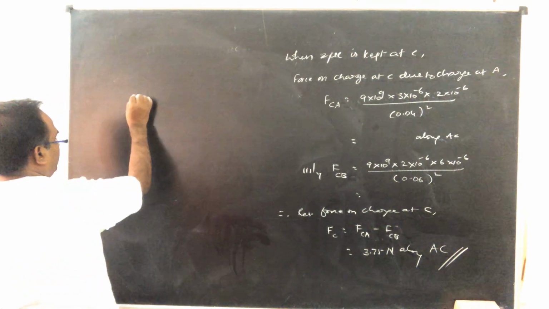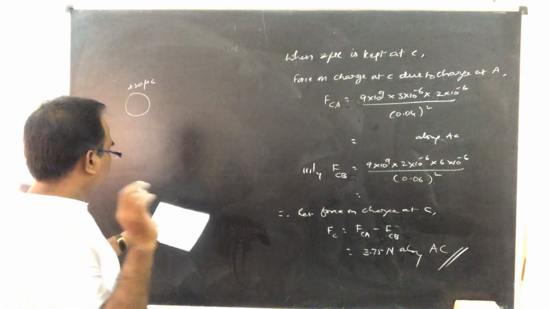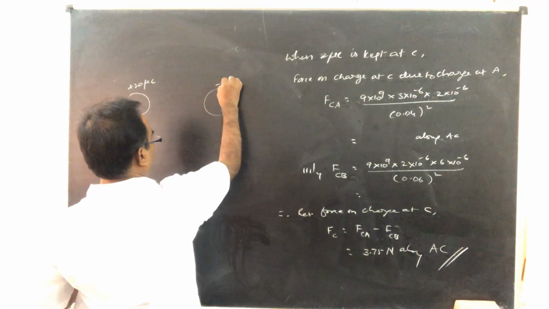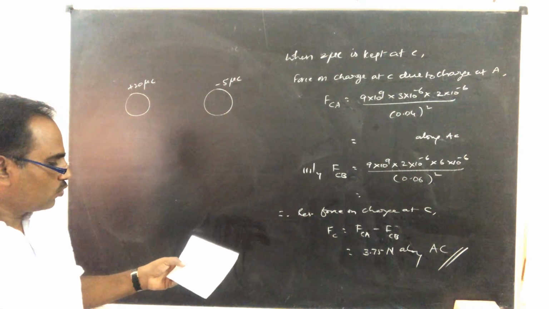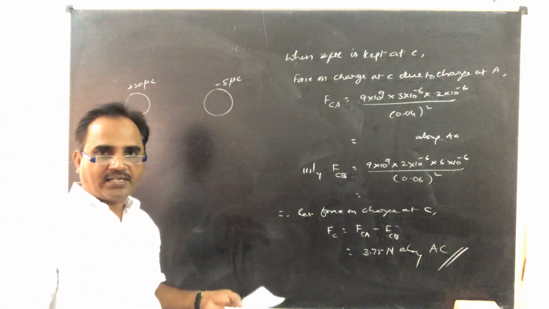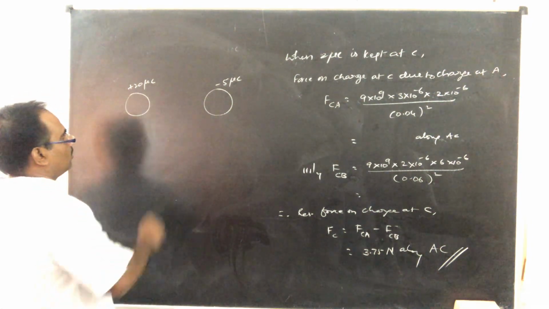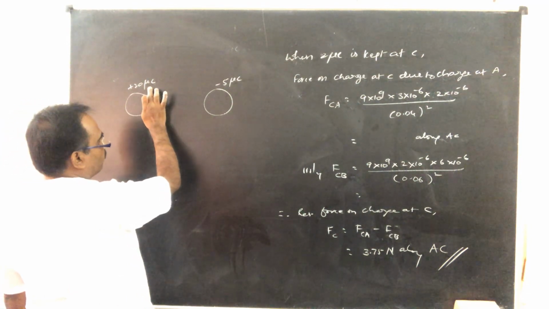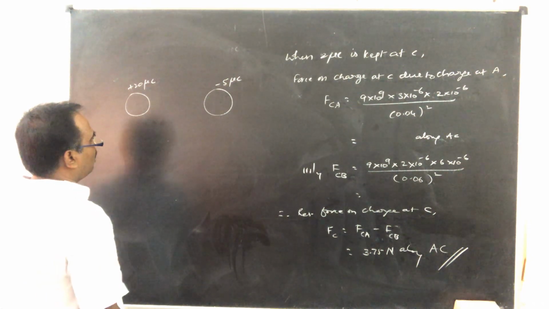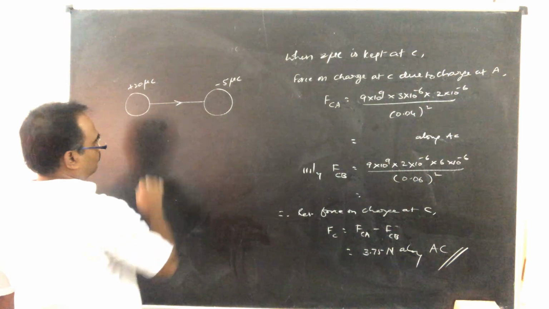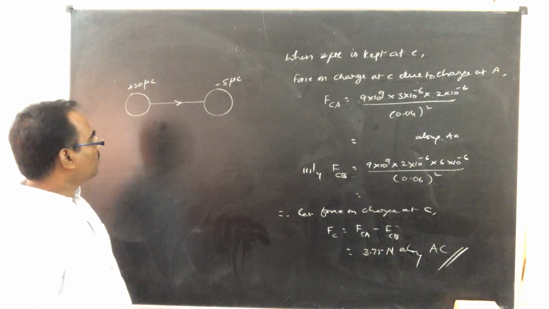A small sphere of 20 microcoulomb, and there is another sphere of equal diameter but given a charge of 5 microcoulomb. These two spheres are allowed to touch each other and then separated by 10 centimeter in air. Find the force between them. So this sphere has a charge of plus 20 microcoulomb. This sphere has a charge of minus 5 microcoulomb initially. Now these two are touched to each other and they are separated by a distance of 10 centimeter. You are asked to find the force between them.